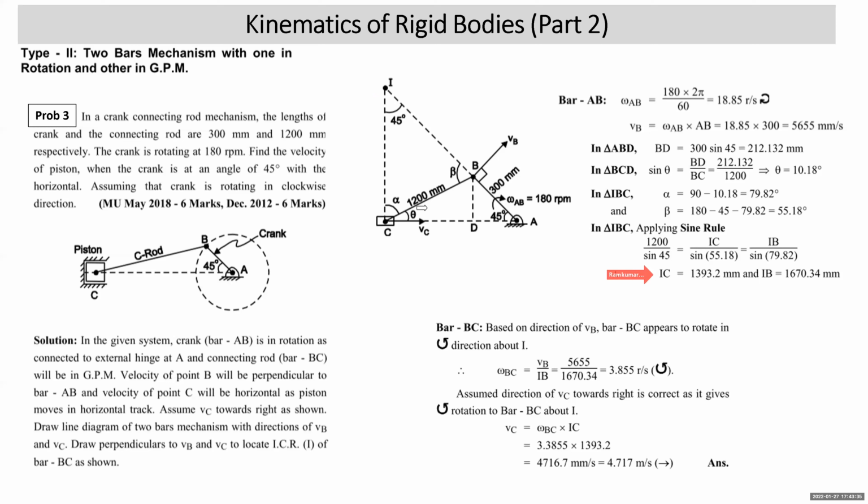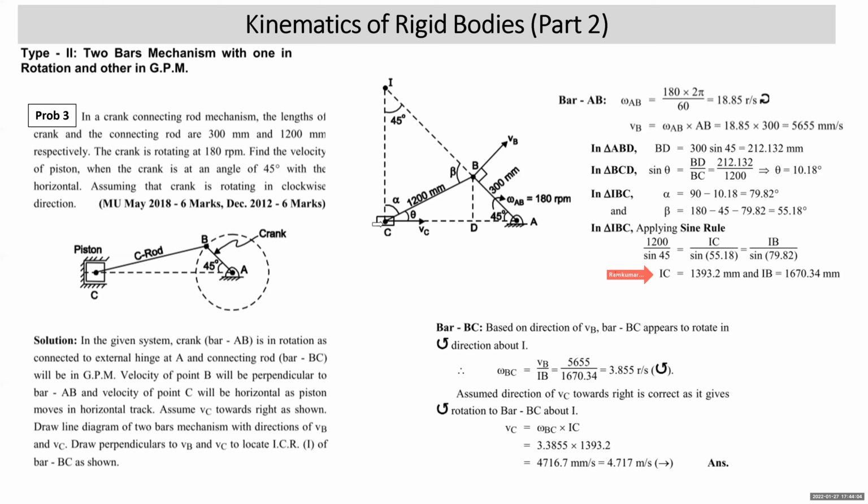Now you go to the motion of bar BC now. Keep your pen or pencil at I. Look at direction of VB because this is definitely correct. Looking at direction of VB, you understand bar BC appears to rotate in anti-clockwise direction. Omega BC is VB upon BI. VB is 56.55 mm per second. That is what we got. And IB distance, we got it as 1670.34. So that gets you omega BC 3.855 anti-clockwise.